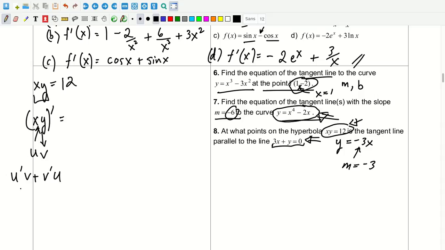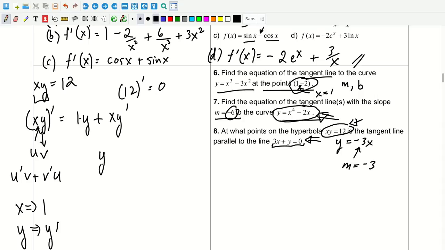So the derivative of x is equal to 1. The derivative of y equals y prime. So here's how you work it out. It'll be 1y plus x y prime, and that's on the left side. The derivative of 12 equals 0. So you end up getting y plus x y prime equals 0, and so y prime equals negative x over y.